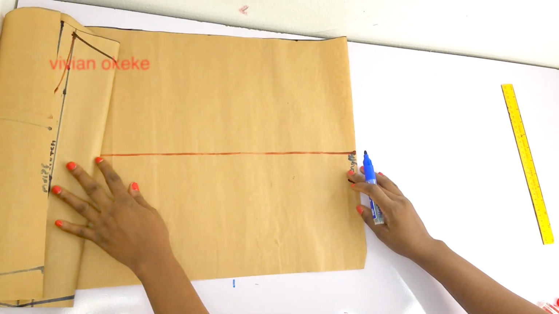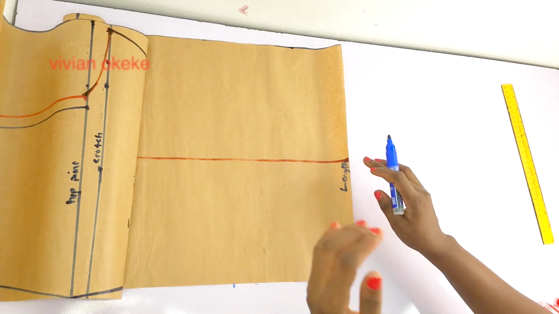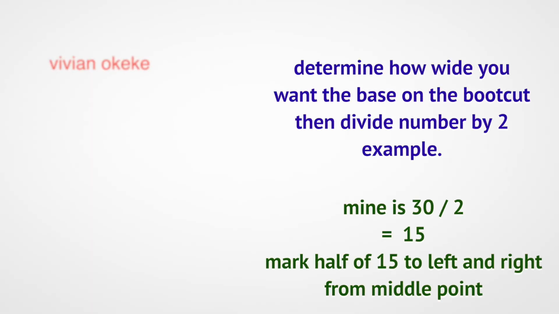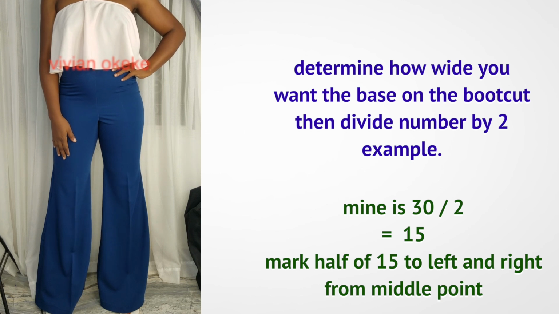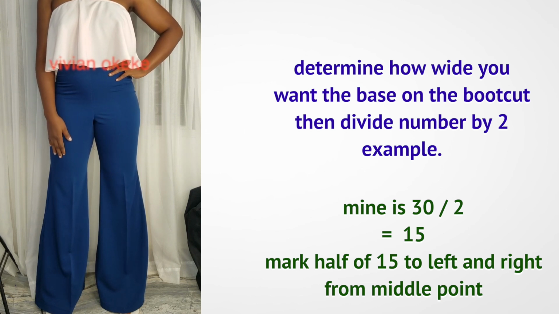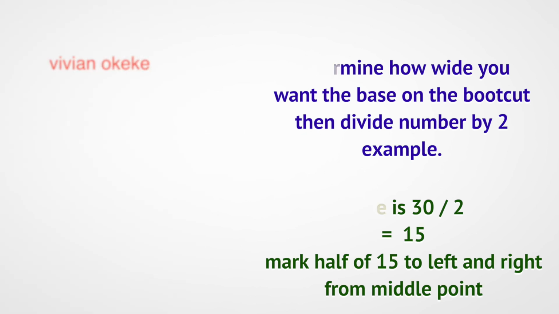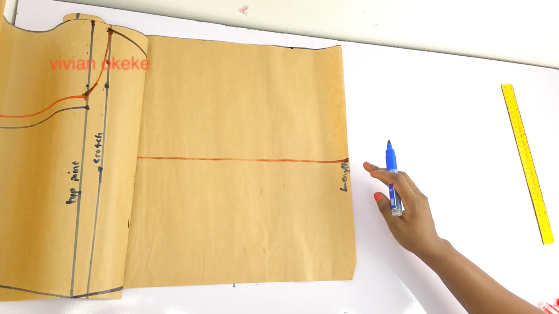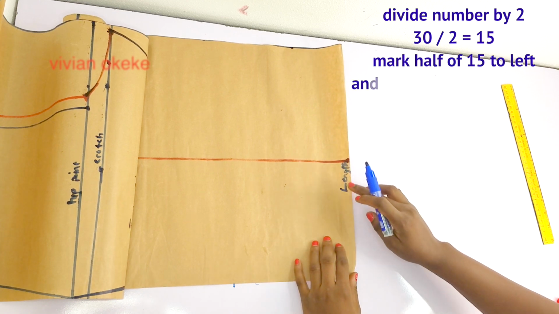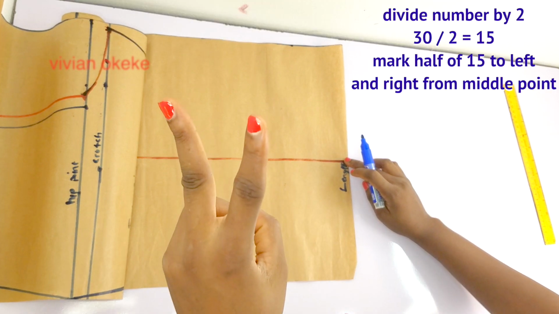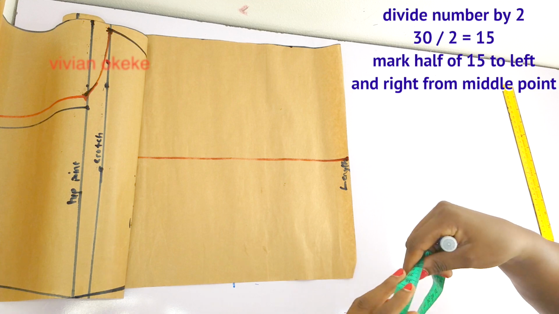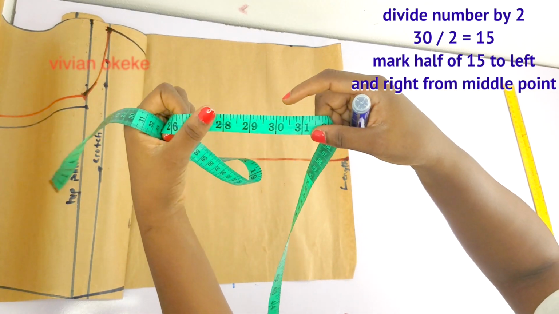Now over to the length. This is where I'm going to determine how full I want my boot cut to be, how wide I want it to be. And that is the round base. Now go ahead and determine how wide you want the base of your boot cut to be. Now divide that number by 2, and then mark half of it to the right and to the left from the middle point. So I got 30 inches as my round base. That is how wide I want my boot cut to be.